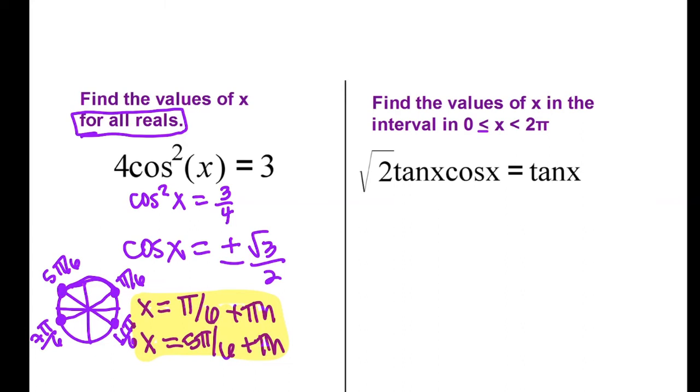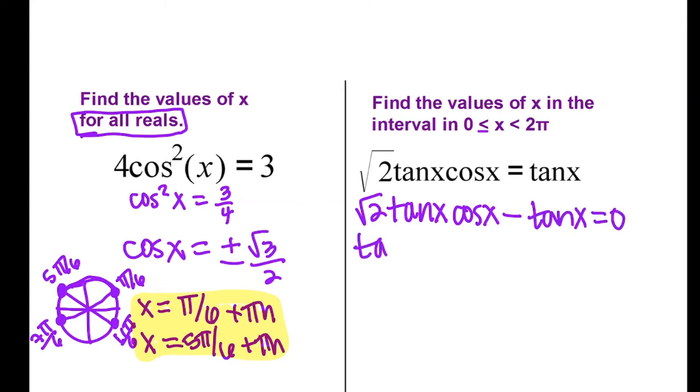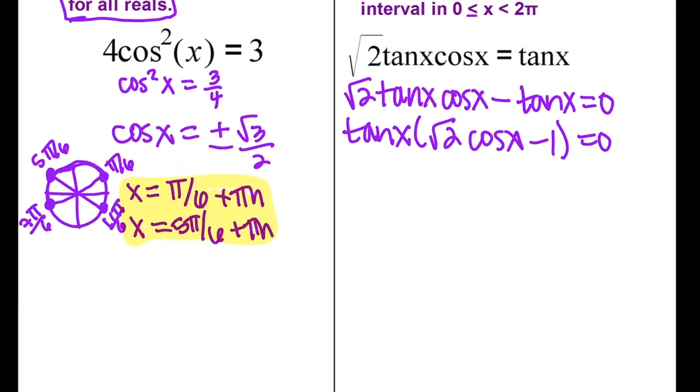Okay. Try the next one. Oh, this one looks tricky. So for this one, I cannot divide by tan of x. I know you want to. Many of you probably think, let's just get rid of the tan of x. But you'll be missing a whole entire solution that way. The tan of x is important. So I want to do square root 2 tan x cosine x minus tan x equals 0. We have to factor out the tan of x. And then we will solve separately.